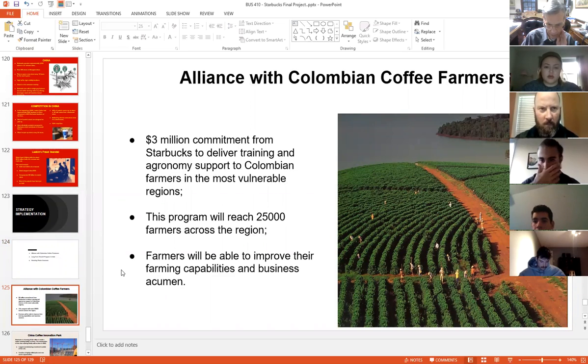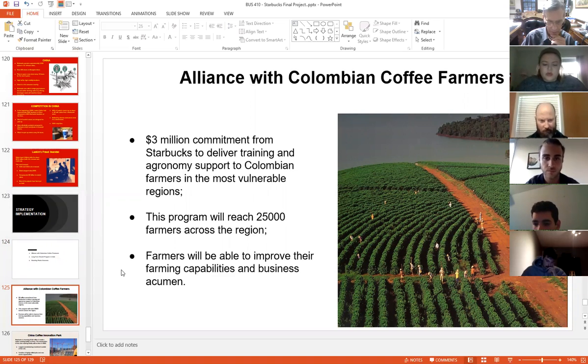So the alliance with Colombian coffee farmers. Starbucks has a $3 million commitment with Colombian coffee producers to deliver training and agronomy support to these Colombian farmers in the most vulnerable regions, with the objective to educate these farmers on how these coffee beans have to be harvested in a way that does not do so much harm to the planet. This program will reach over 250,000 farmers across the region, and farmers will be able to improve their farm capabilities and business acumen.